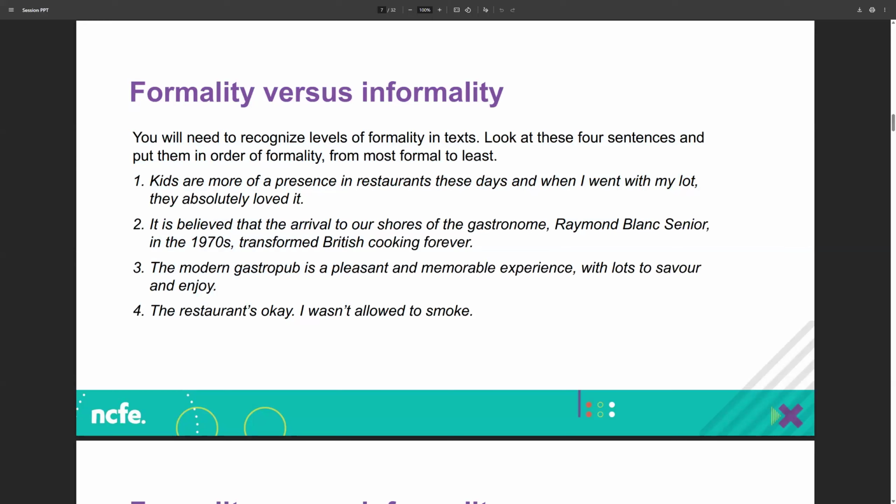Because then we have the modern gastropub is a pleasant and memorable experience with lots to savor and enjoy. It is believed that the arrival to our shores of the gastronome Raymond Blanc Sr. in the 1970s transformed British cooking forever.